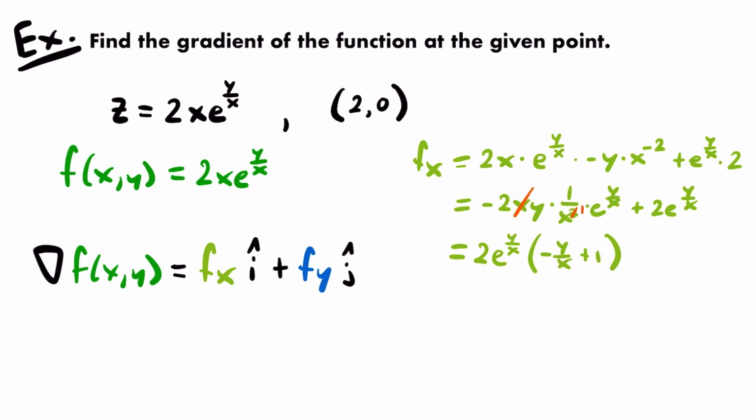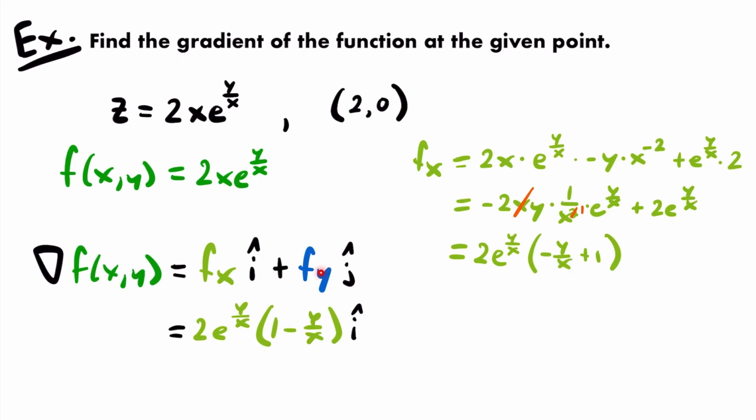I would reorder these two terms just to make it look a little bit nicer. And so if you put this into the gradient vector here, this will be equal to 2 times e to the power of y divided by x times 1 minus y divided by x. And that's multiplied by i. Okay, so that is the partial derivative with respect to x. So that's the x component of our gradient vector.